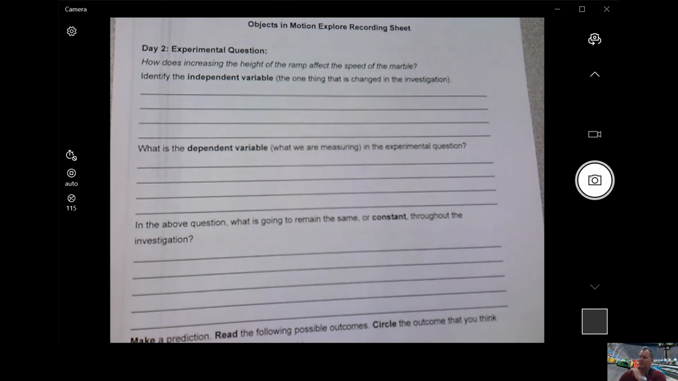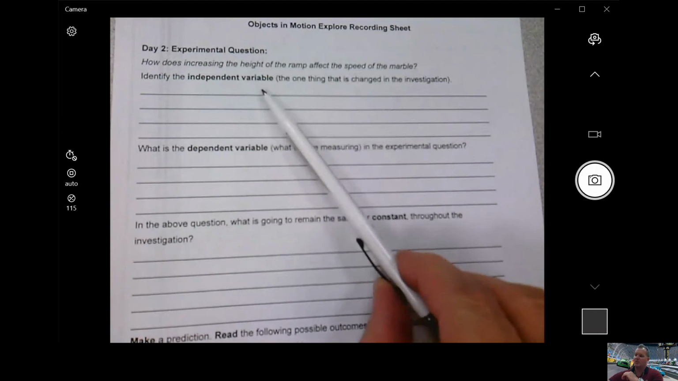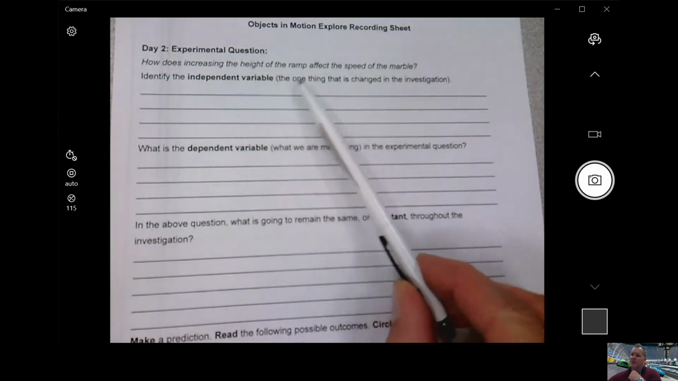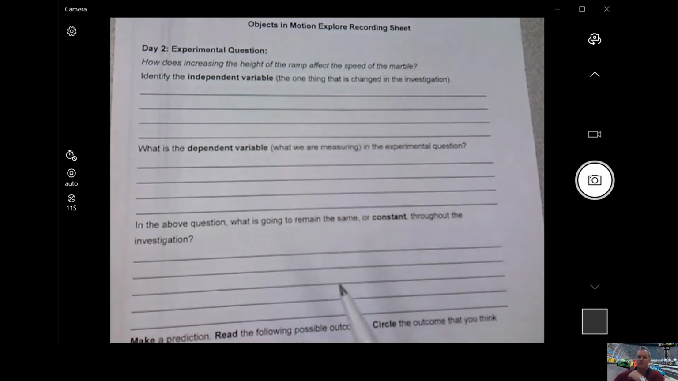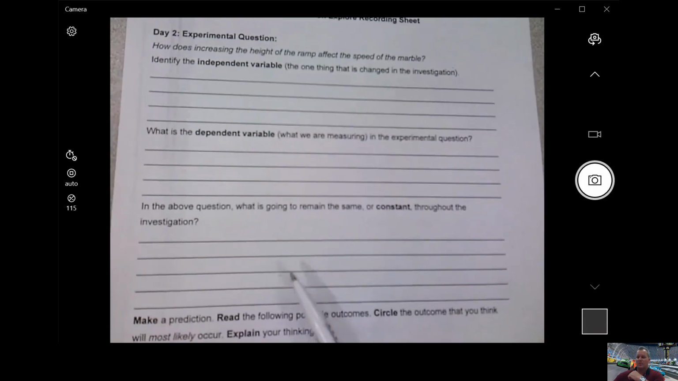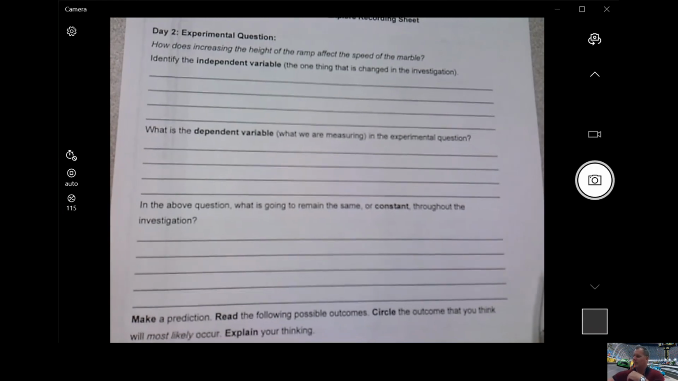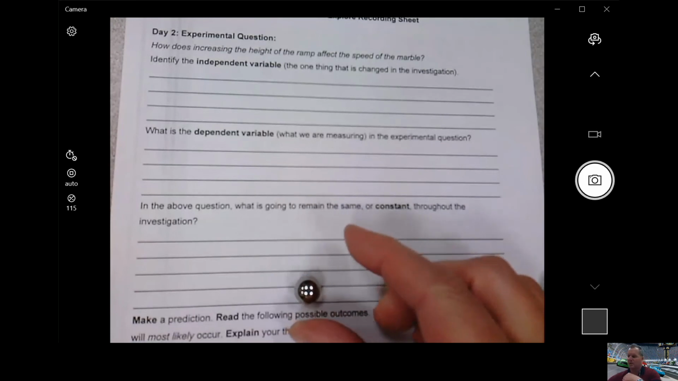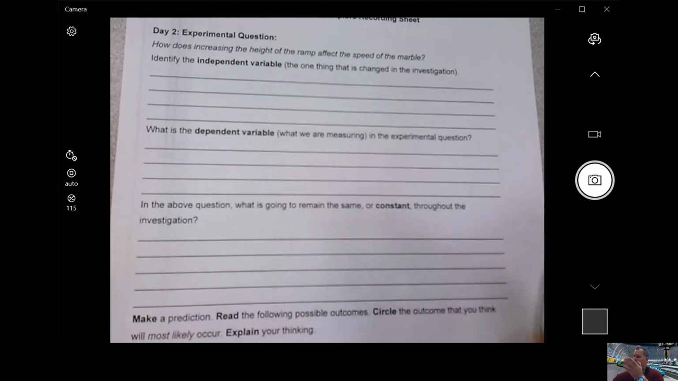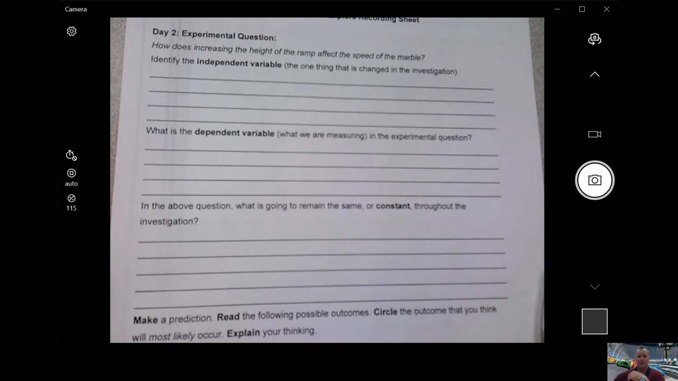Coming down here, so if this is our question, how does increasing the height of the ramp affect the speed of a marble? This is going to be very interesting because each group is going to have to be very careful how they set this up. If group 1 sets up their book, but possibly uses a different marble, maybe a marble that's heavier or lighter, would that mess up the data? Would it be reliable data? Probably not if I used a plastic marble versus a metal or a glass marble.